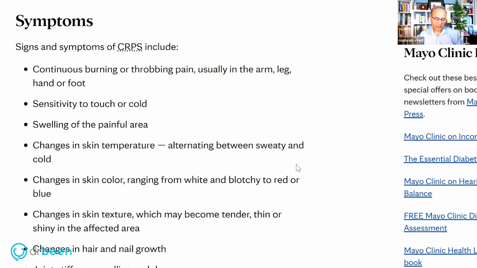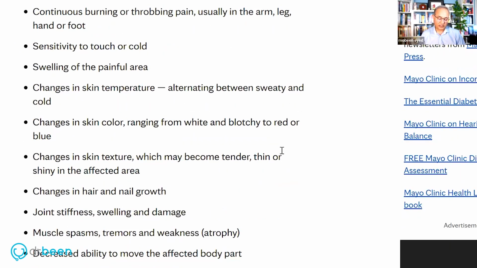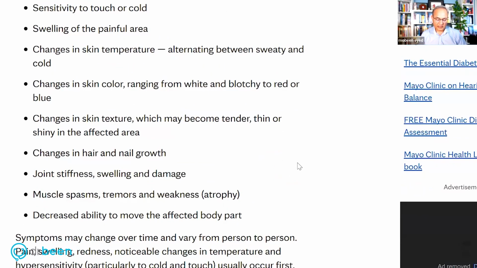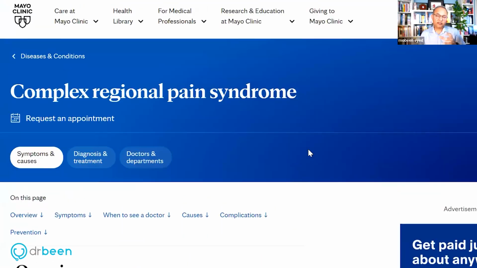But if you see the symptom set, you would see that this regional pain and that systemic pain are kind of overlapping symptoms. For example, continuous burning or throbbing pain, usually in the arm, leg, hand, or foot, sensitivity to touch or cold, swelling of the painful area, changes in skin temperature, changes in skin color, ranging from white and blotchy to red or blue, changes in skin texture, which may become tender, thin, or shiny, changes in hair and nail growth, joint stiffness, swelling, damage, muscle spasms, tremors, weakness, decreased ability to move the affected body parts. So you might actually see this cluster of symptoms, not just regionally, but in more broader areas of the body as well. So with this, let's start with my drawing.